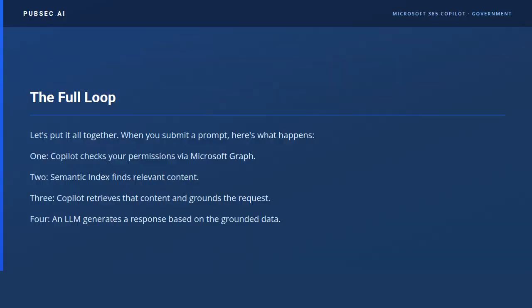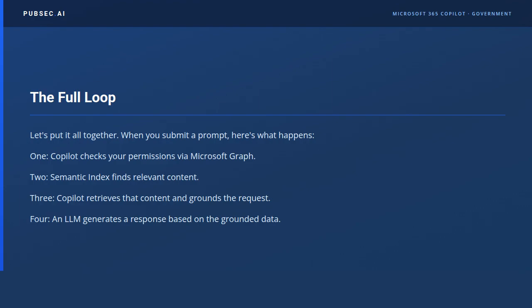Let's put it all together. When you submit a prompt, here's what happens. 1. Copilot checks your permissions via Microsoft Graph. 2. Semantic Index finds relevant content. 3. Copilot retrieves that content and grounds the request. 4. An LLM generates a response based on the grounded data. 5. You receive the response with citations. This happens in seconds, but it's following a secure, predictable process.